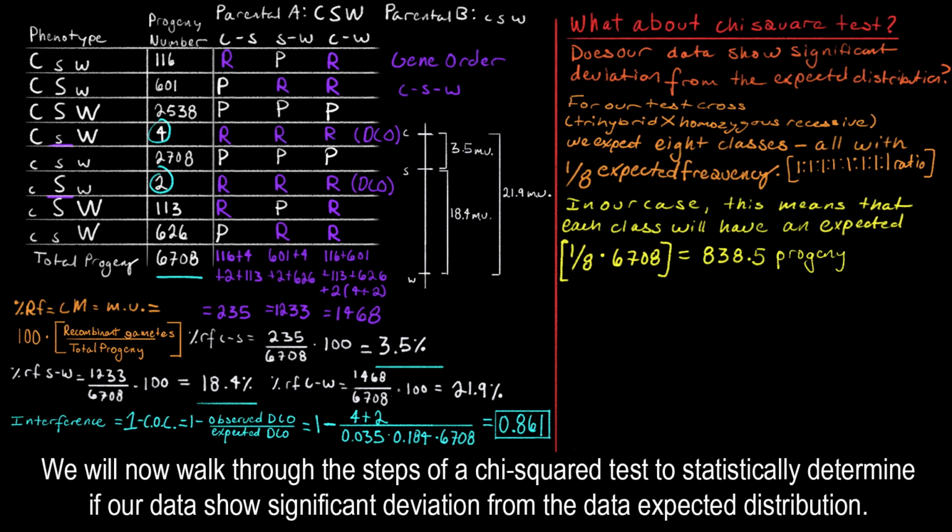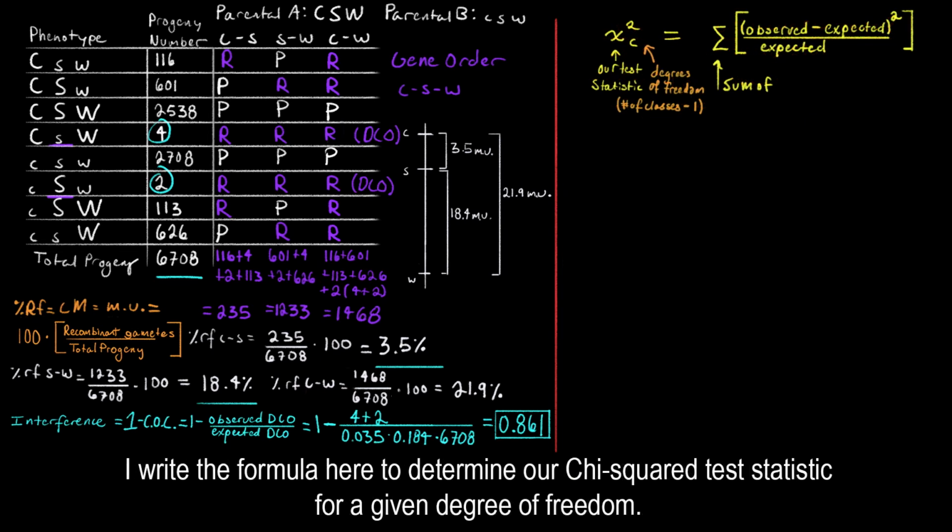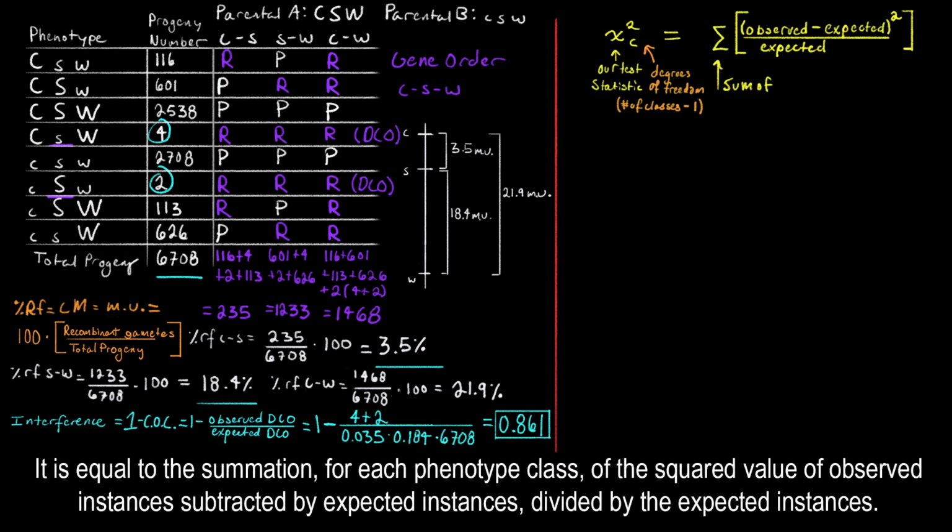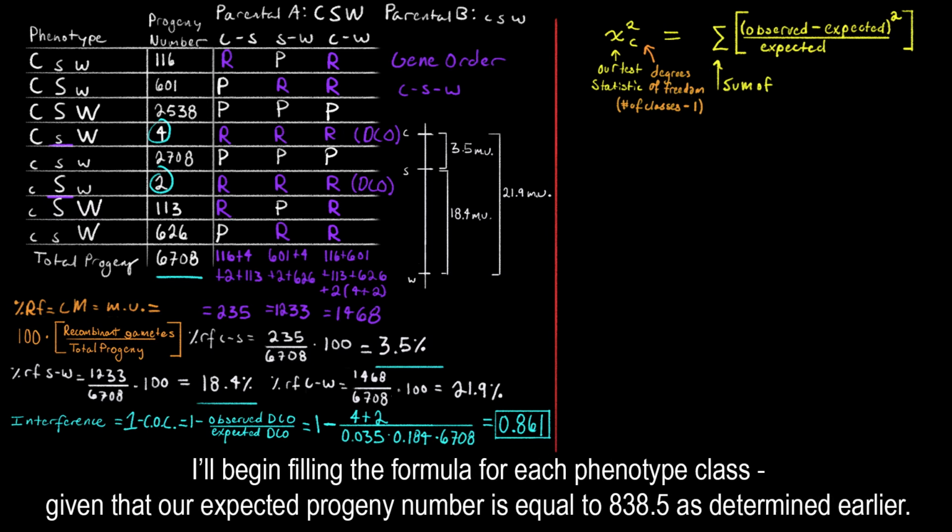We will now walk through the steps of a chi-squared test to statistically determine if our data show significant deviation from the expected data distribution. I write the formula here to determine our chi-squared test statistic for a given degree of freedom. It is equal to the summation for each phenotype class of the squared value of observed instances subtracted by the expected instances, divided by the expected instances. I'll begin filling the formula for each phenotype class, given that our expected progeny number is equal to 838.5 as determined earlier.